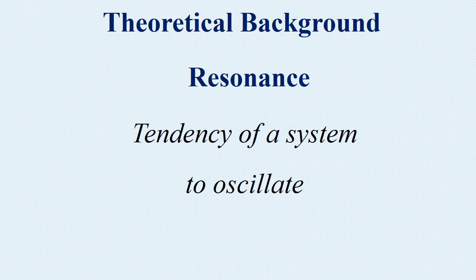Firstly, we have to look at the theoretical background of this experiment. What is resonance? Resonance is a tendency of a system to oscillate. As we have already studied about this, if we take the example of a swing, then we apply force to this swing. So the frequency of the swing and the natural frequency of the swing are the two elements we will consider in this phenomenon. If the applied force frequency is equal to the natural frequency, at this time we have the phenomenon of resonance.